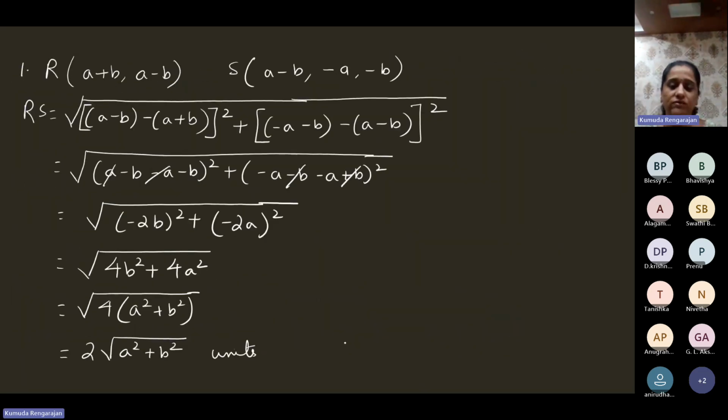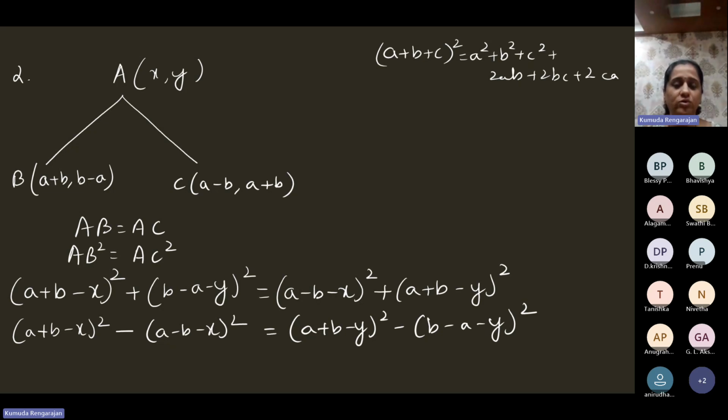So in case you need to rework this, I'll be sharing the images of all the sums we'll be doing in today's class on WhatsApp. So just in case you have to complete, you can use the images on WhatsApp. Next one.